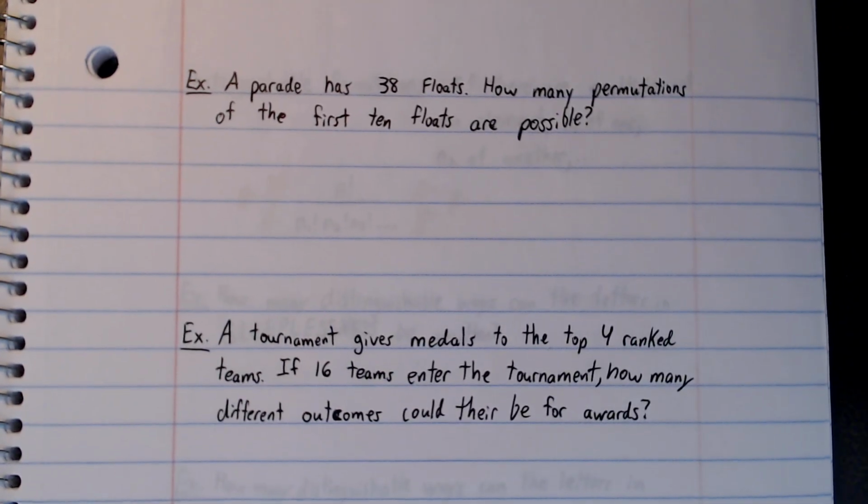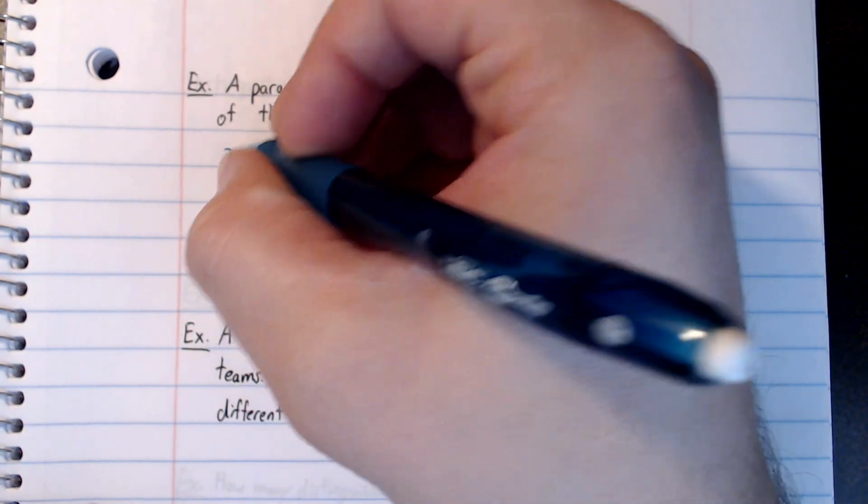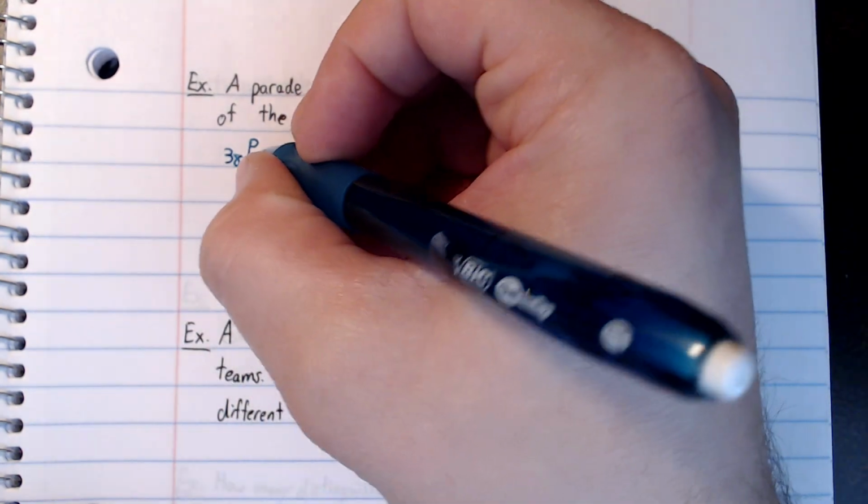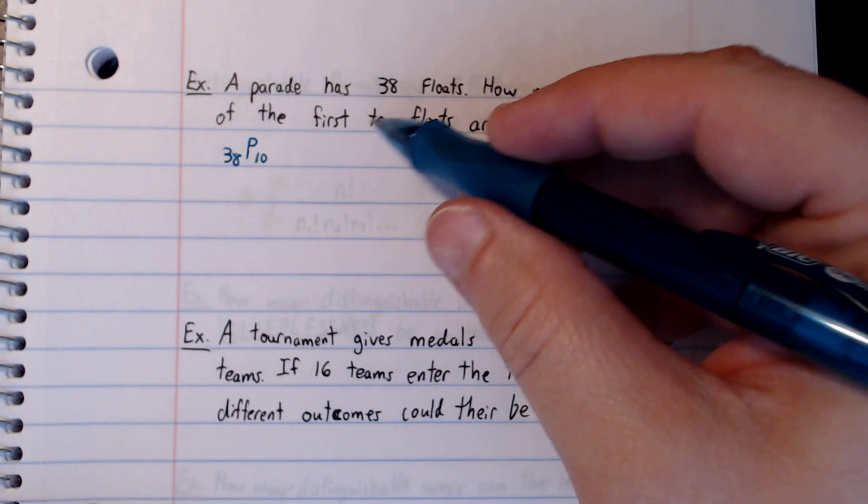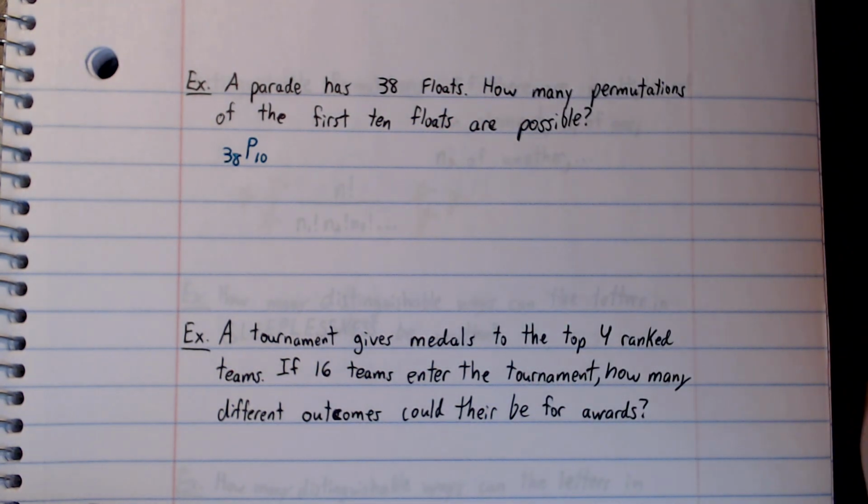All right, so our first example: a parade has 38 floats. How many permutations of the first 10 floats are possible? So we've got 38 permutations of 10 different, like the first 10. What that would mean is, maybe this is the first one in line, second one in line, third one in line as they walk out.